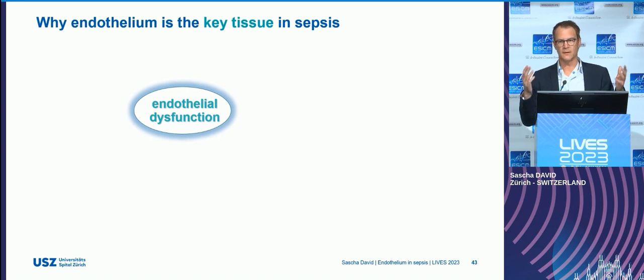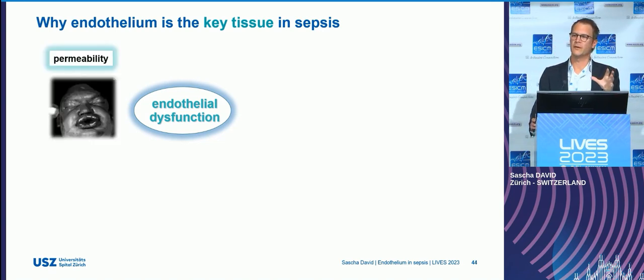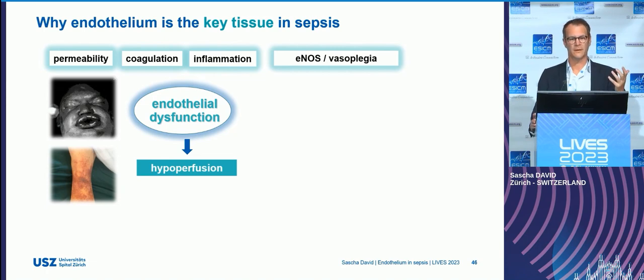Why endothelium is the key tissue in sepsis. I hoped to convince you a little bit that it has at least an important function. This function in the center is driven by a few important phenotypes: the increased permeability, the increased interaction with the coagulation system, local and systemic inflammation driven by adhesion molecules that recruit leukocytes everywhere, and this results in hyperperfusion of any organ.